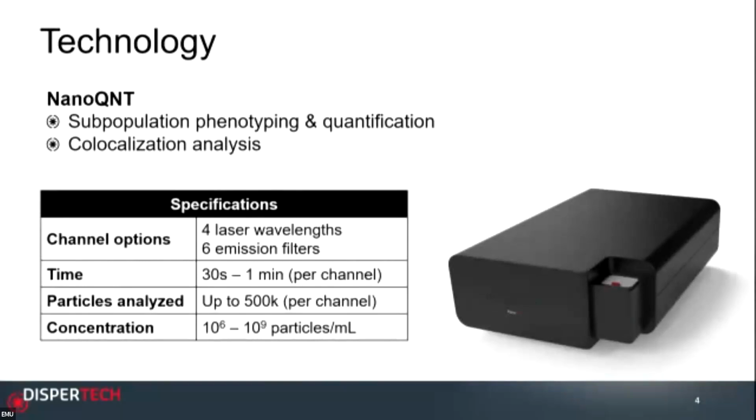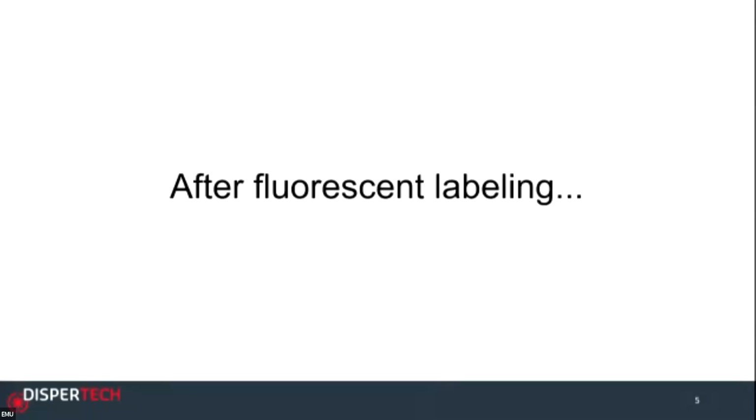The measurements are really fast. It's 30 seconds to 1 minute per channel. We are now working on a new part of our technology, which would make it possible to measure up to 500,000 particles in one channel or in one measurement. At the moment, we have a concentration range of 3 orders of magnitude, and we are, of course, working on broadening that range.